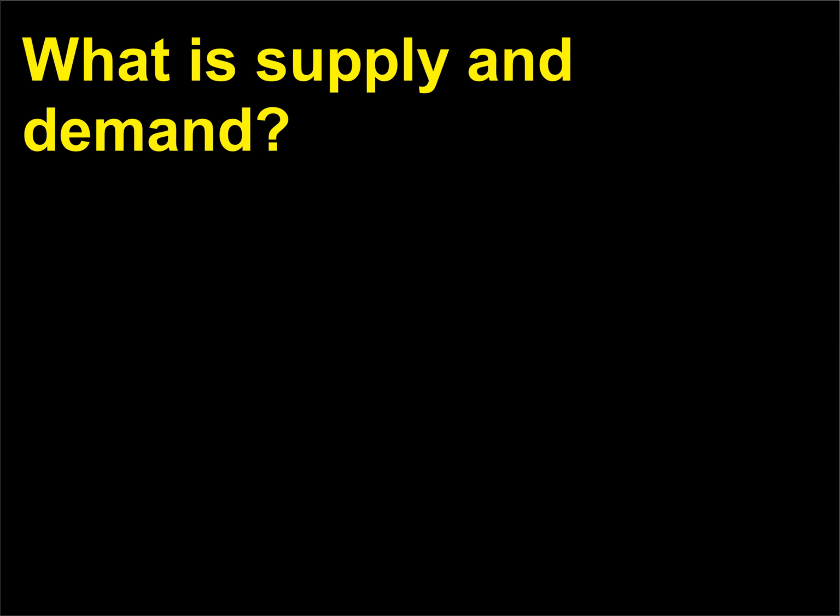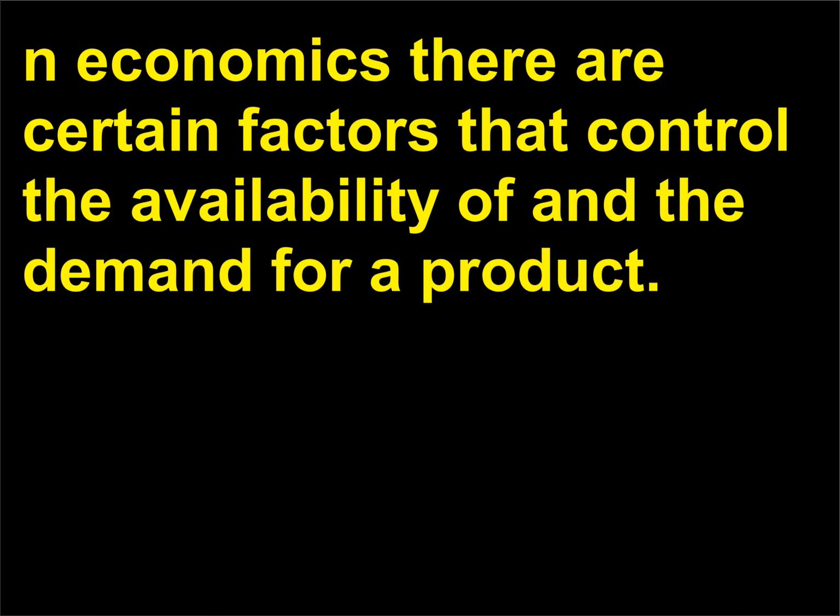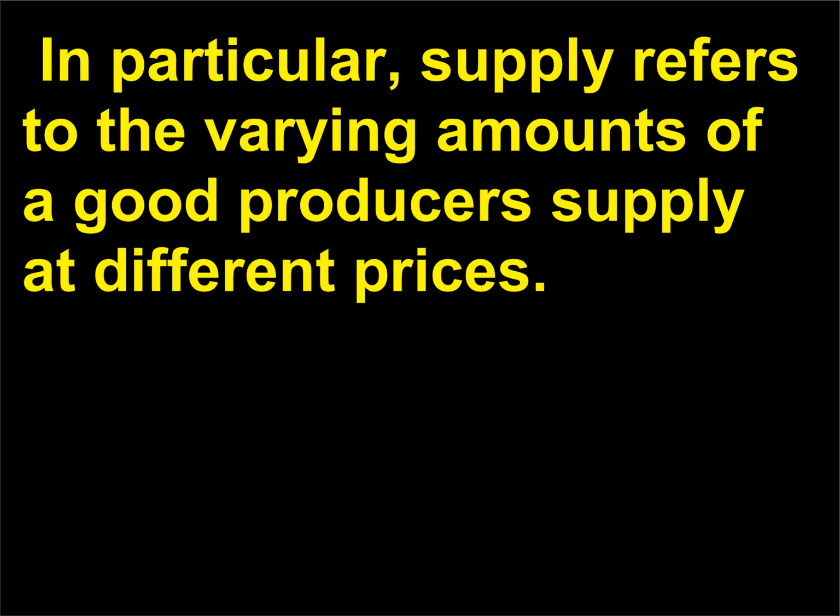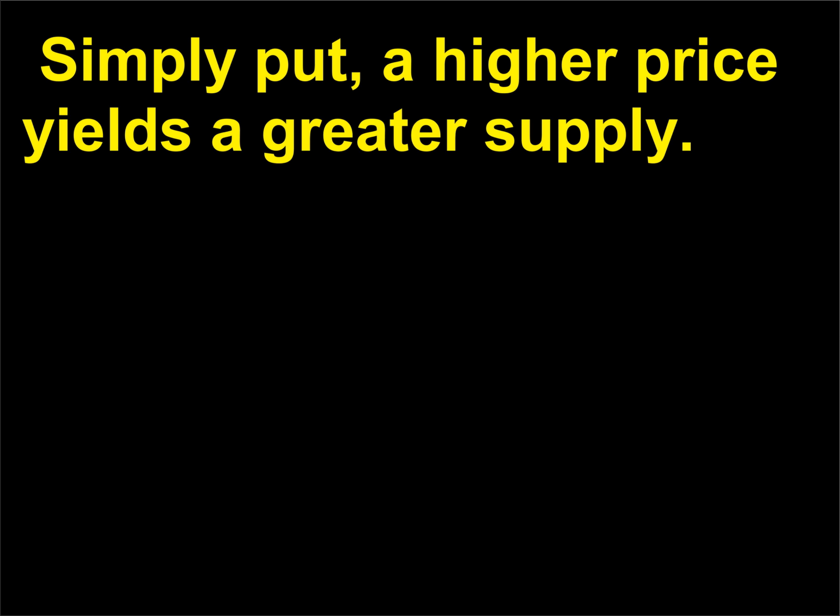What is supply and demand? In economics, there are certain factors that control the availability of and the demand for a product. In particular, supply refers to the varying amounts of a good producers supply at different prices. Simply put, a higher price yields a greater supply.